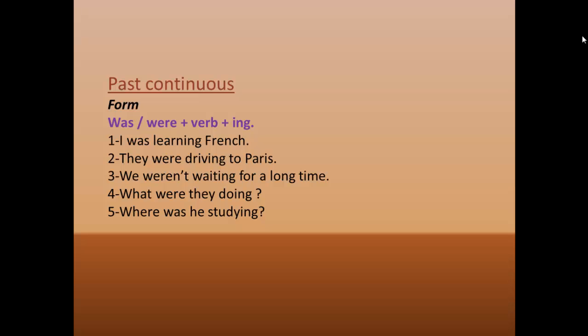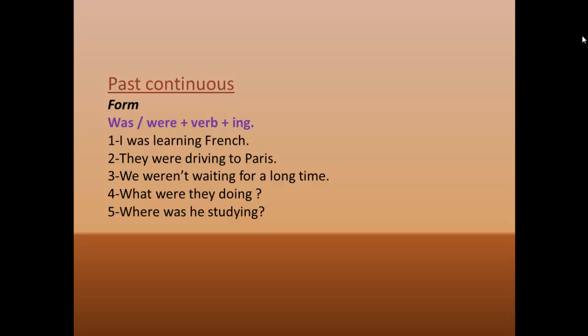The form of it is like this. Verb to be in the past, I mean was or were, plus verb, plus ing at the end of the verb. Was comes with he, she, and it. And were comes with I, we, you, and they. So after using was or were, we put the verb, and then at the end of this verb we put ing to form past continuous.